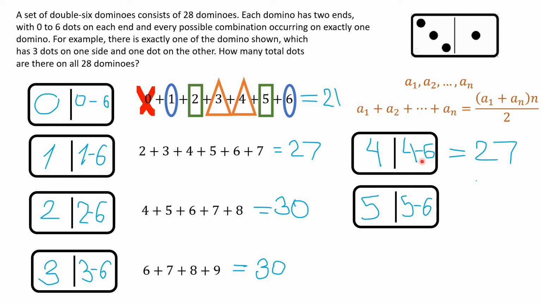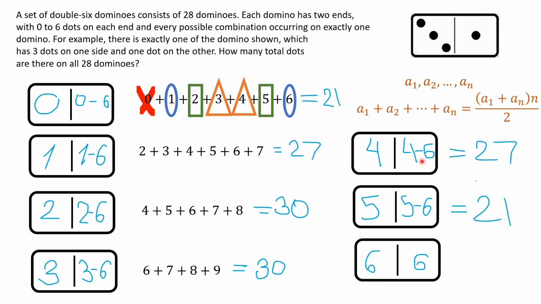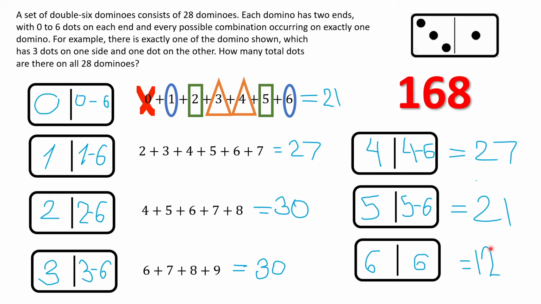5. In this case, we consider on the other side 5 and 6. It's 10 and 11, which is 21. And the last one, we need to consider 6, 6. And that's obviously 12. And the last thing we need to do, we need to add all these numbers. Notice there's 21 here, 21 here. There are 2 21s, 2 27s, 2 30s, and 1 12. If you add them together, you get 168. And that's the solution to the problem.